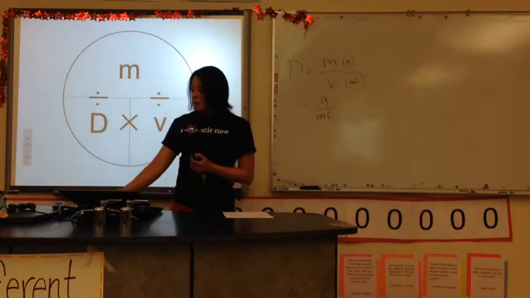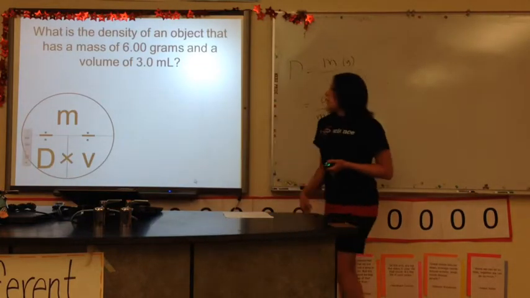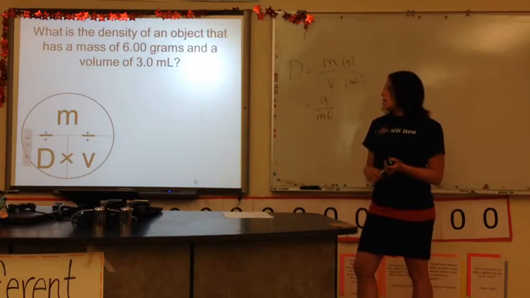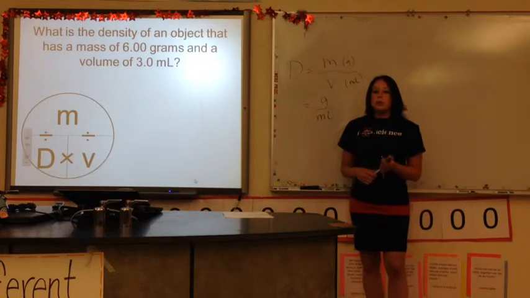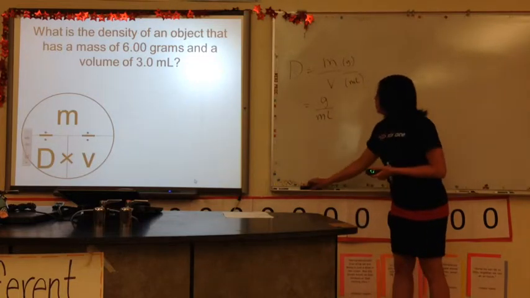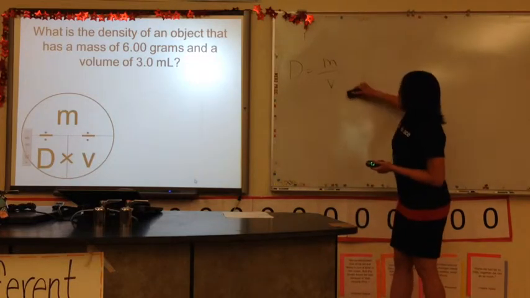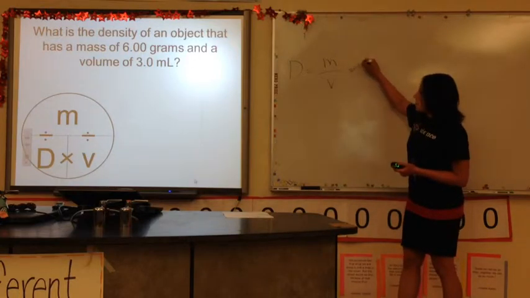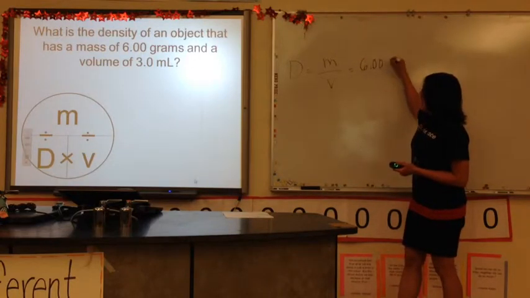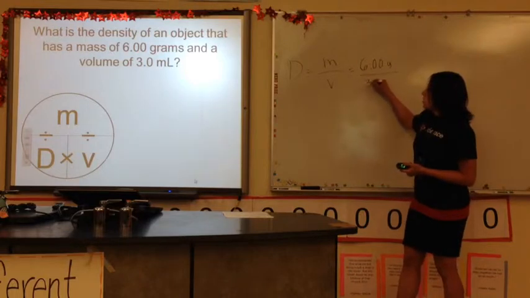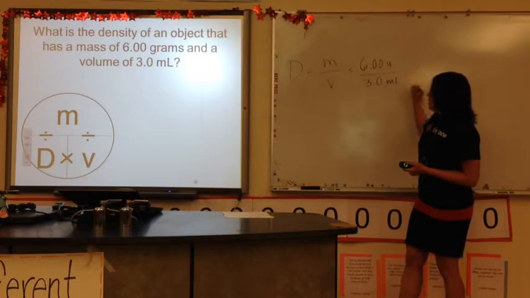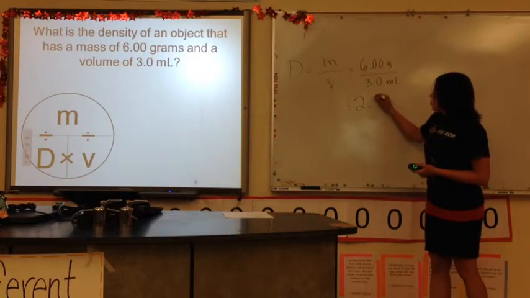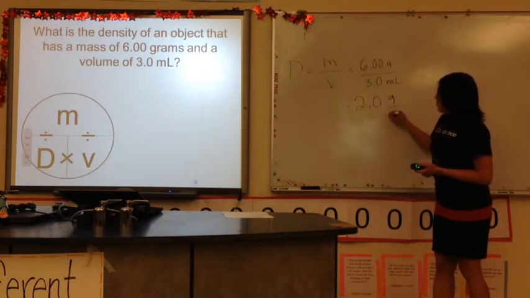All right. Let's do a couple example problems. What is the density of an object that has a mass of 6 grams and a volume of 3 milliliters? Okay. We know density is mass divided by volume. We know the mass is 6 grams. We know the volume is 3.0 milliliters. So my answer would be 2.0 grams per milliliter.